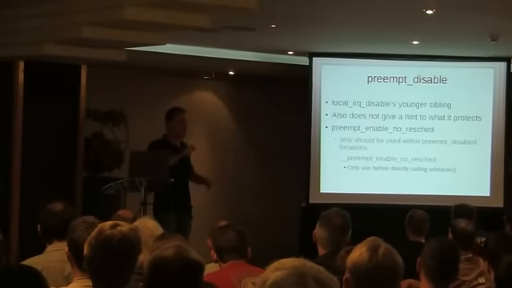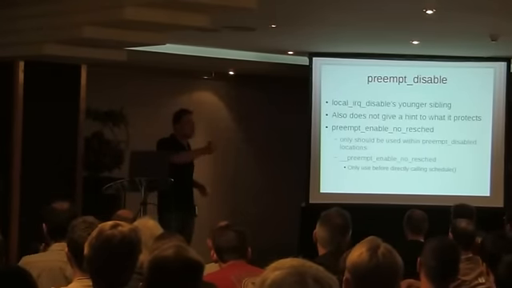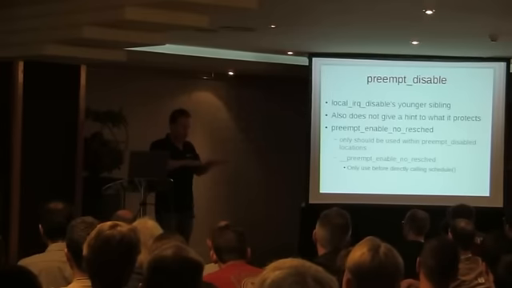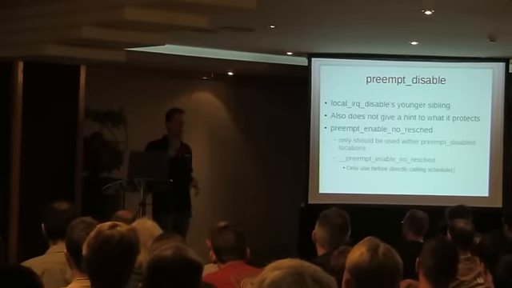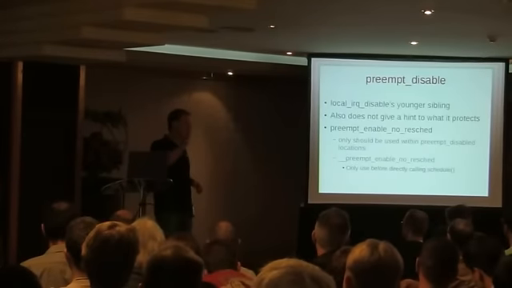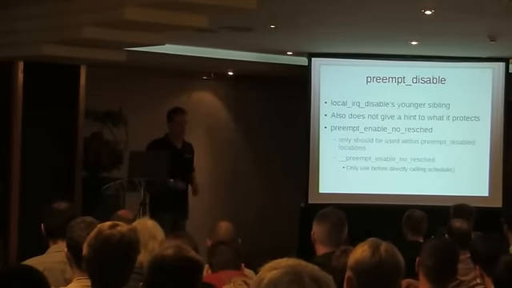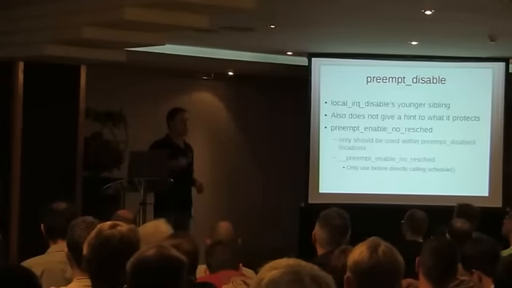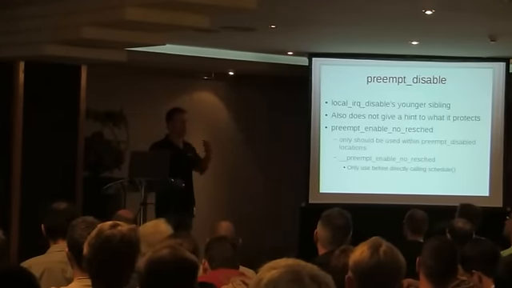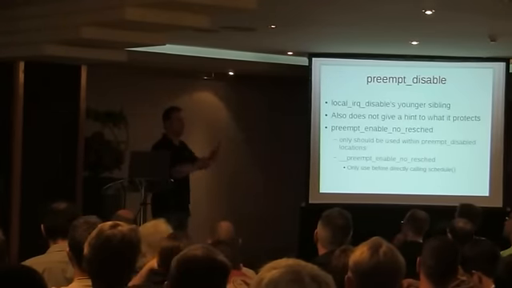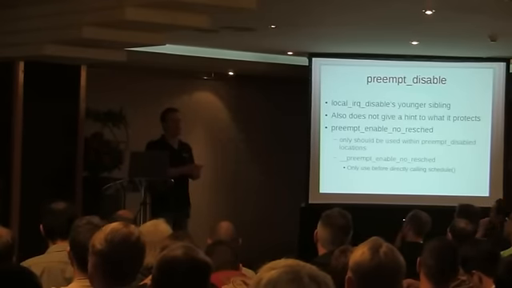It's an interrupt that might wake something up, set a flag saying we need to schedule now, but you said don't preempt right now, so I'm going to wait. When you do a preempt enable, it checks that flag. If that flag's set, then it goes and calls schedule. There are some cases where you don't want to call schedule. For example, you might say preempt enable schedule. If you're calling schedule right after a preempt enable, there's a function for that.